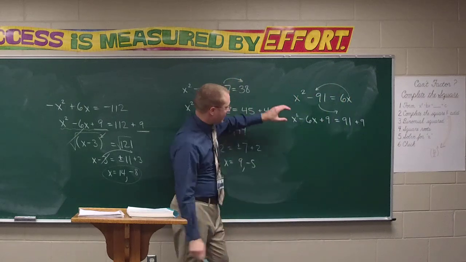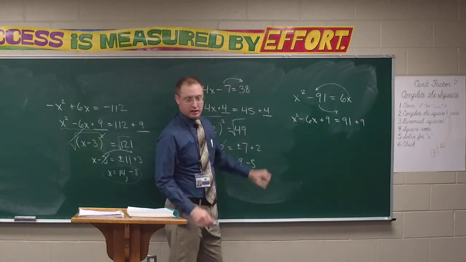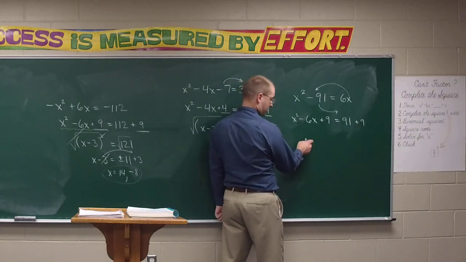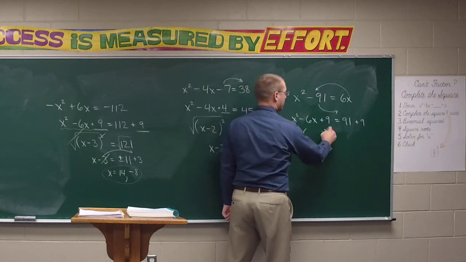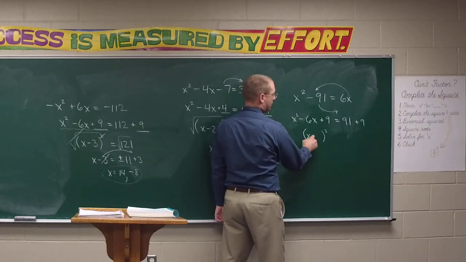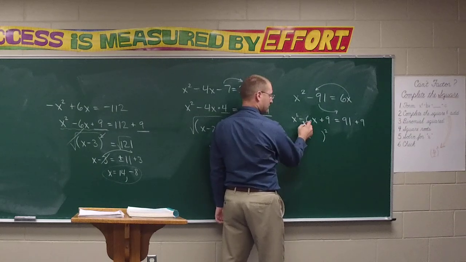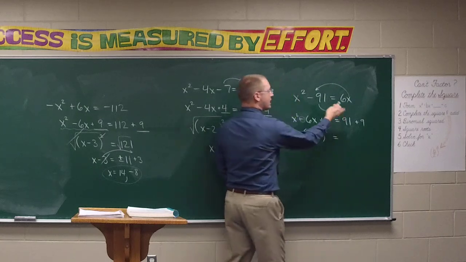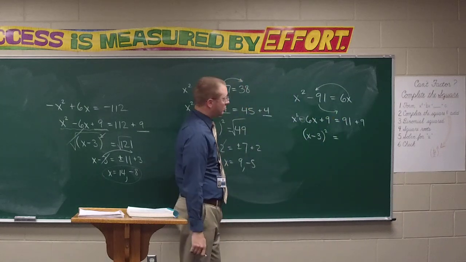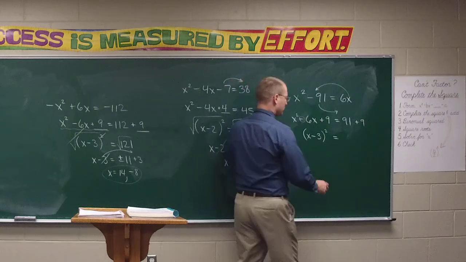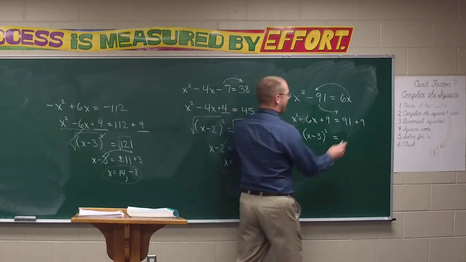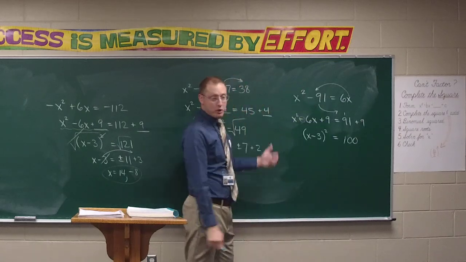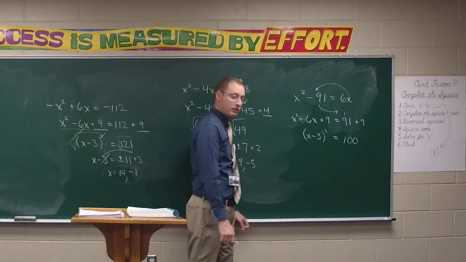Now, Genesis, I'm going to take my PST that I made, and I'm going to turn it into a binomial squared. Which is? x minus 3, quantity squared. And it's all going to equal 100. 9 plus 1 is 10. Carry the 1. 1 plus 9 is 10. So 100. And then what do I need to do here, Maddie?